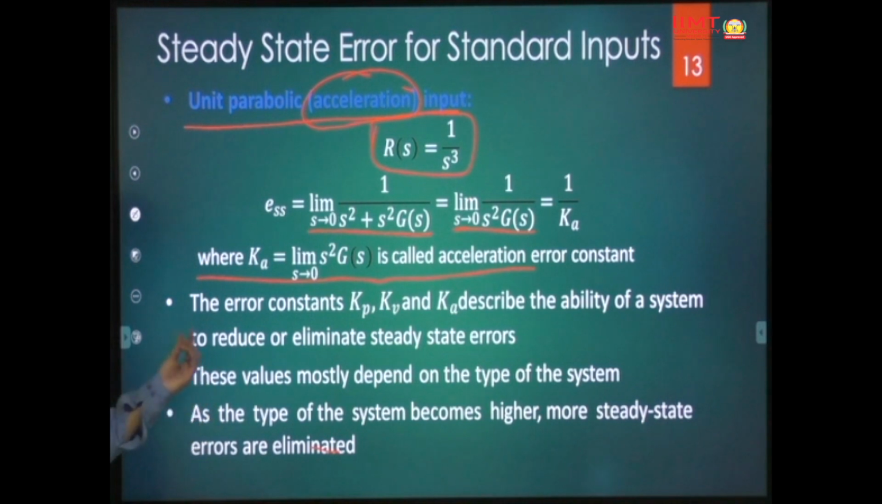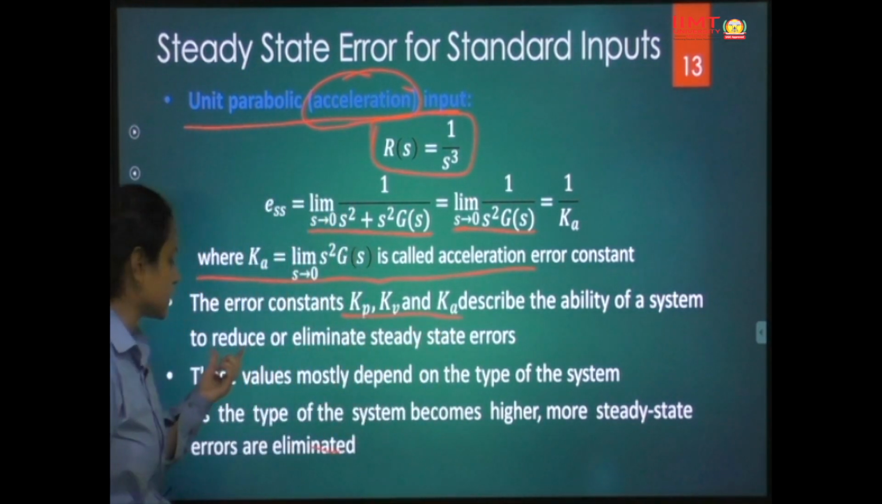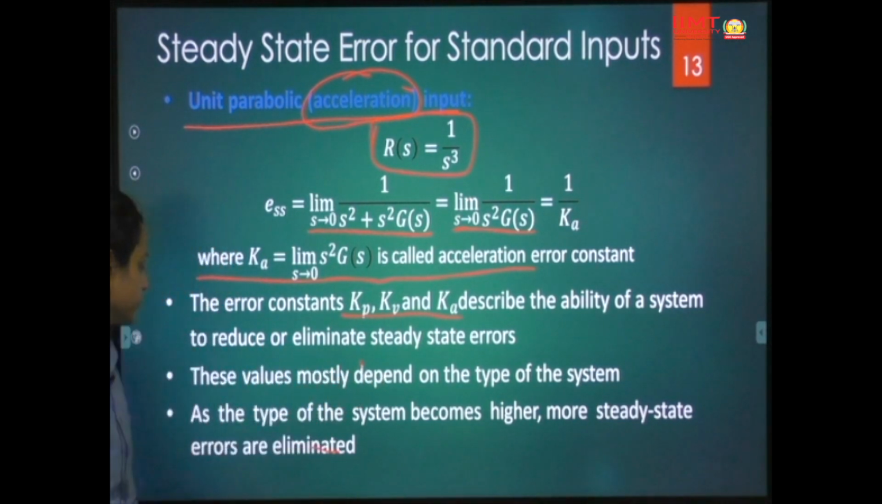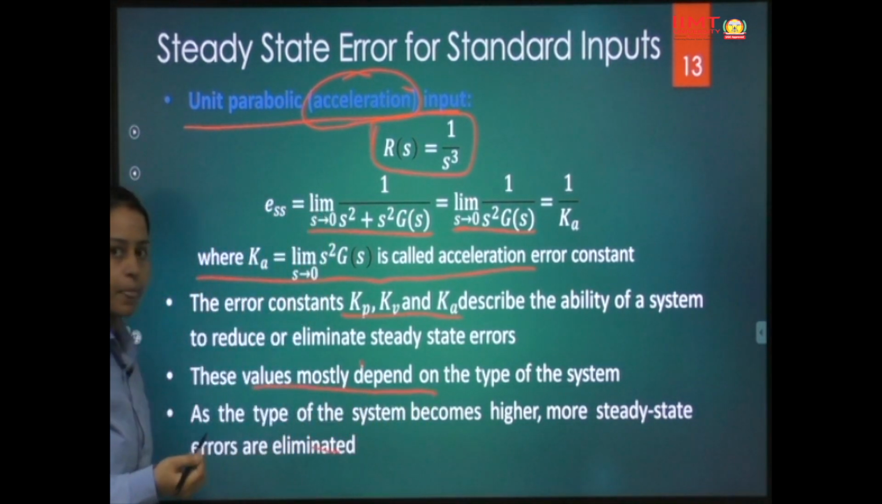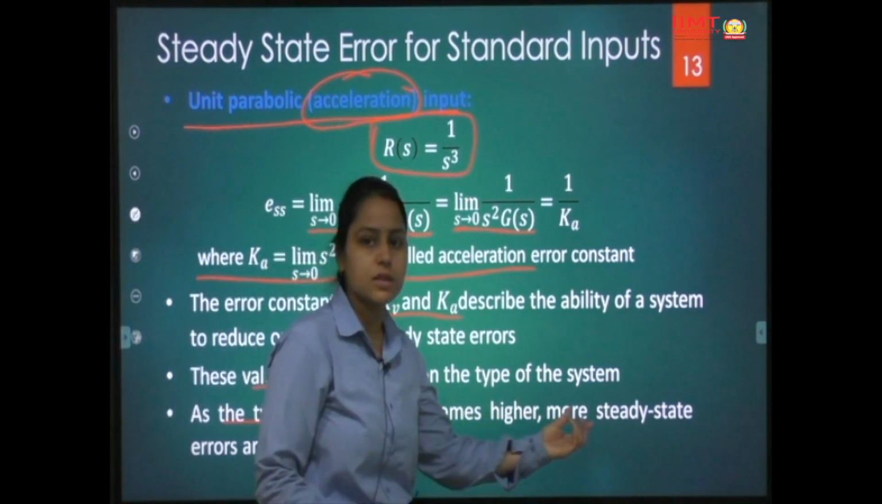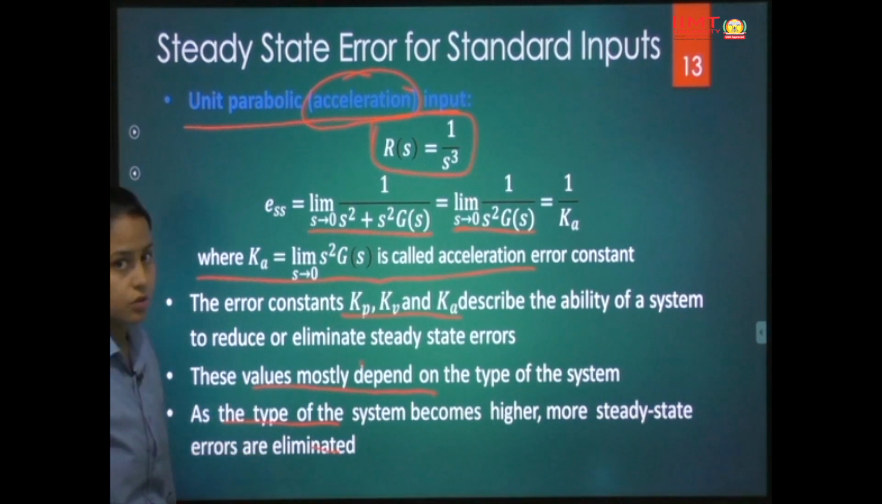The error constants Kp, Kv and Ka describe the ability of a system to reduce or eliminate steady state error. These values mostly depend on the type of system we are using, and as the type of the system becomes higher, more steady state error would be eliminated.